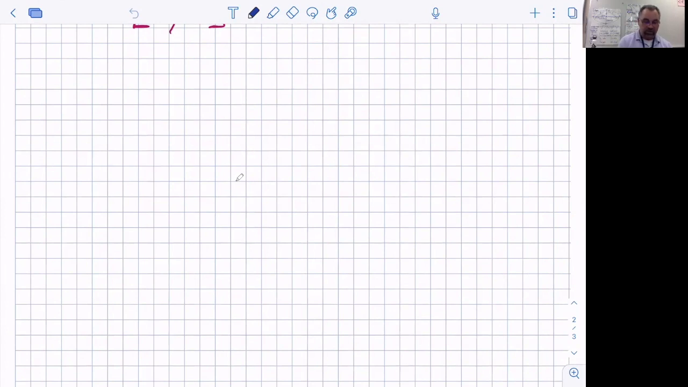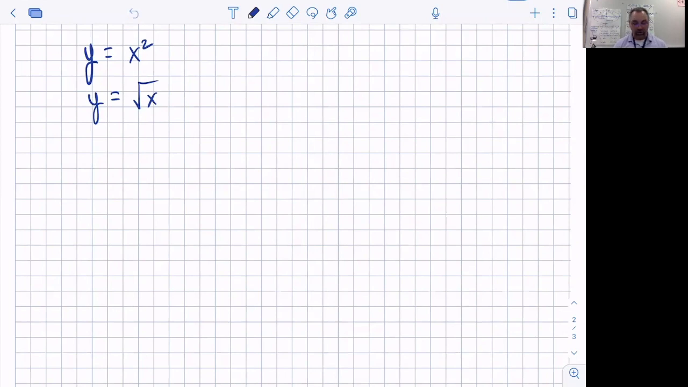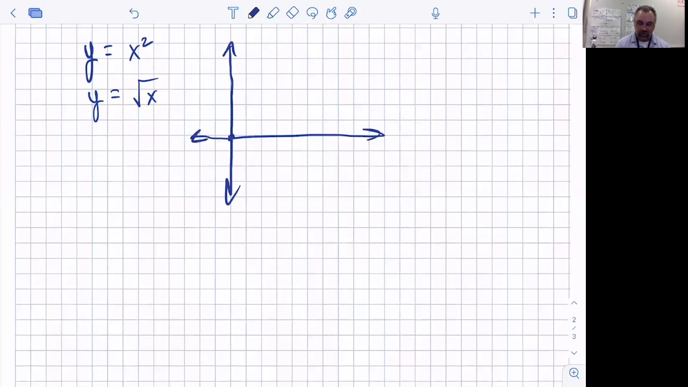So I'm going to take the intersection of two graphs. One of them is going to be y equals x squared, and the other is going to be y equals the square root of x. Let me start by drawing a quick little graph of what this intersection might look like. When I graph y equals x squared, it's going to go through 1, 1, through 2, 4, up like this. And the square root of x is going to go like this.